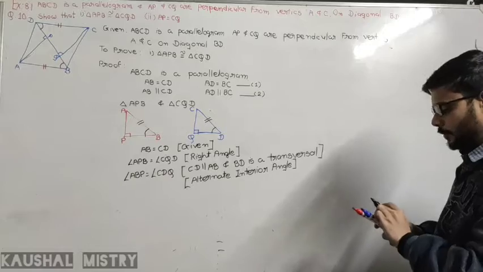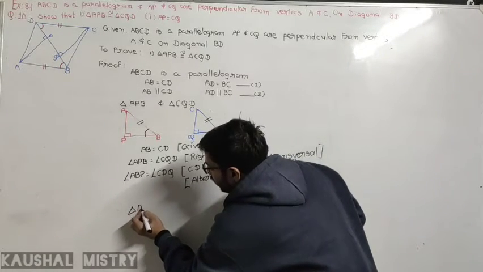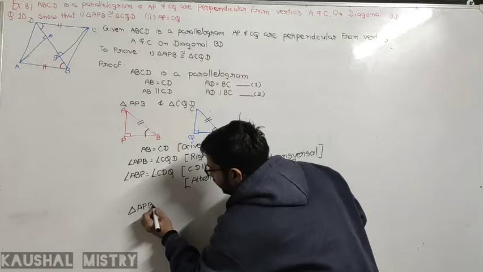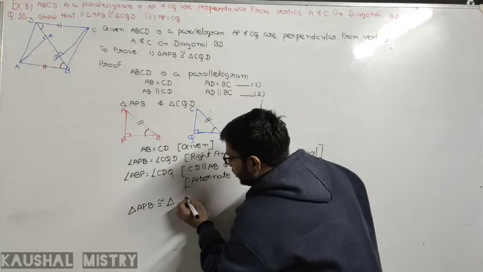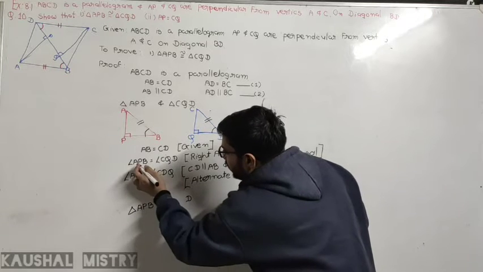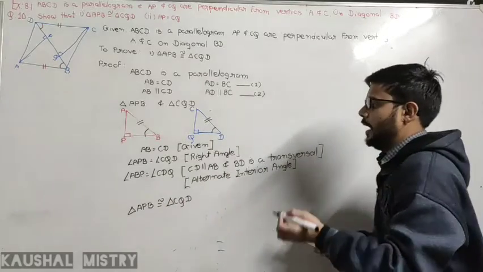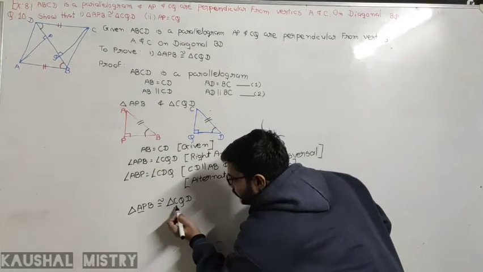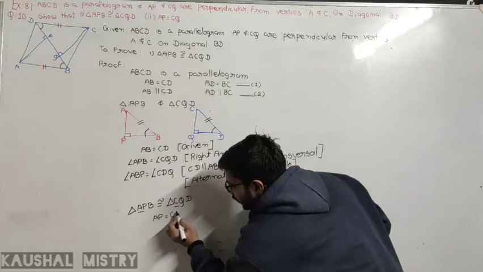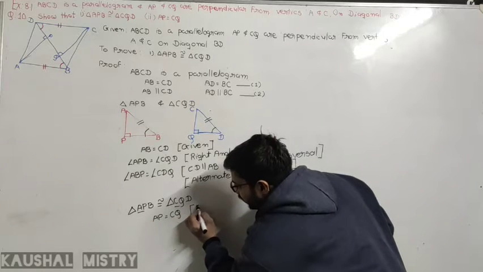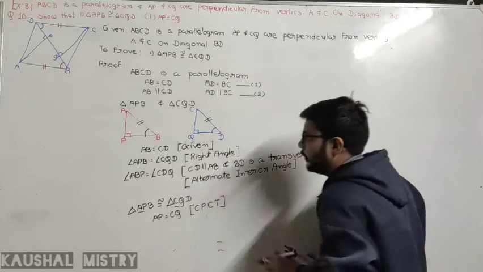Right? That means we can definitely write triangle APB is congruent to triangle CDQ. Now we know that B is D, P is Q, and here it is C. And by CPCT, these two sides are equal by CPCT, right?